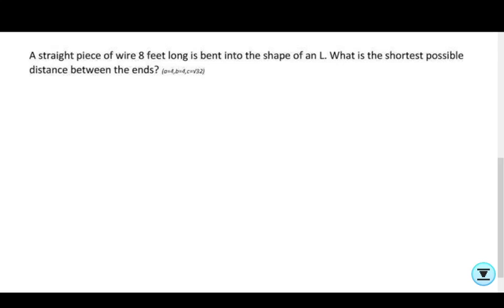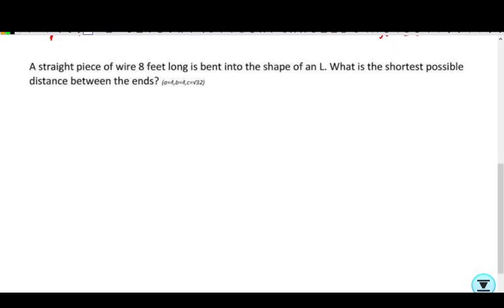Okay, so the second practice problem. Again, you should always draw a picture if you can. We're optimizing a straight piece of wire that's 8 feet long. It is then bent into the shape of an L. What is the shortest possible distance between the ends? So we've got a straight piece of wire that we're going to bend into an L.